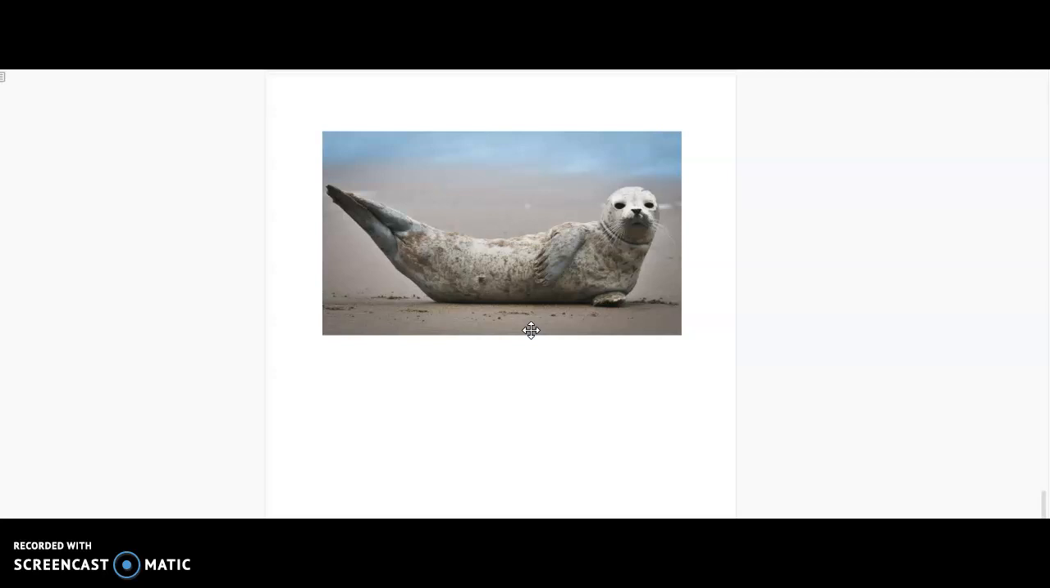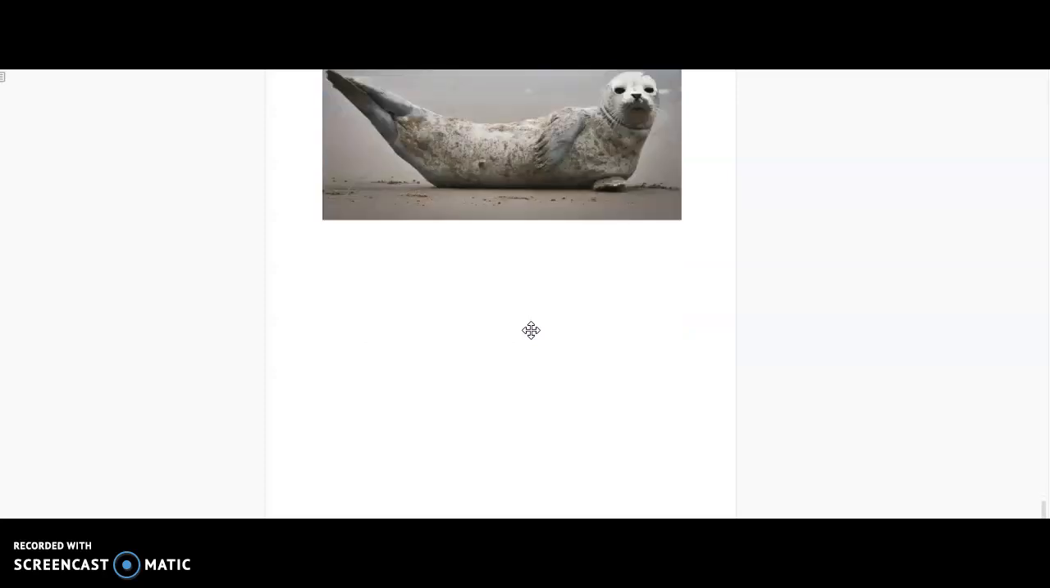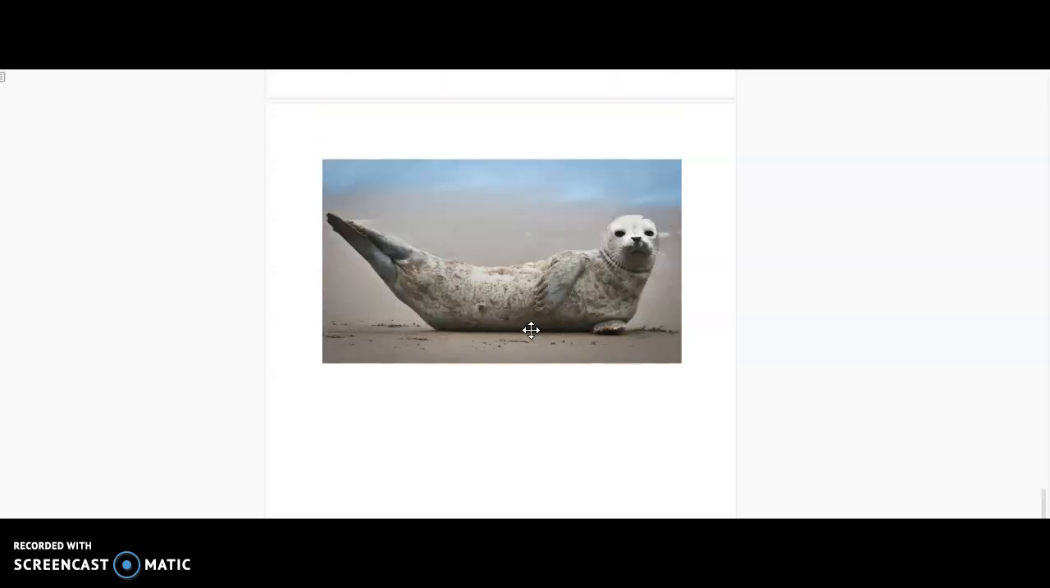Look at this little animal. Isn't he adorable? He or she. This is a seal. This is a seal. What's the middle sound in seal? Let's stretch that one out. Ready? S-eel. That E sound. Good job. Awesome job, guys.